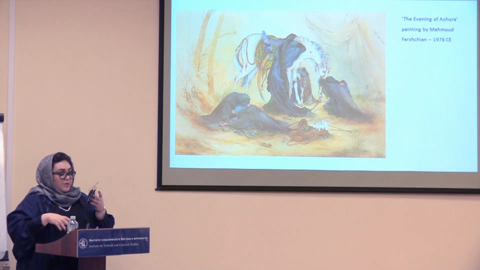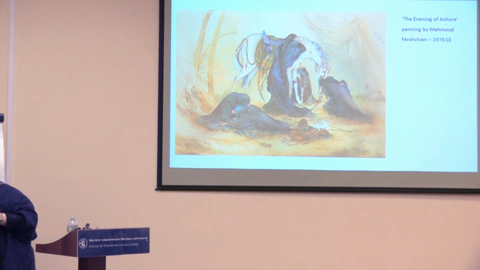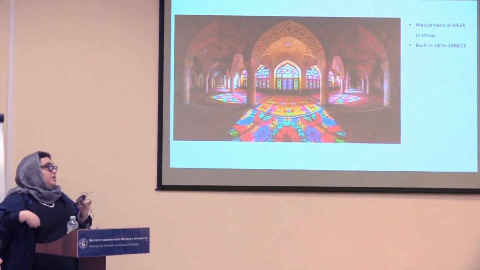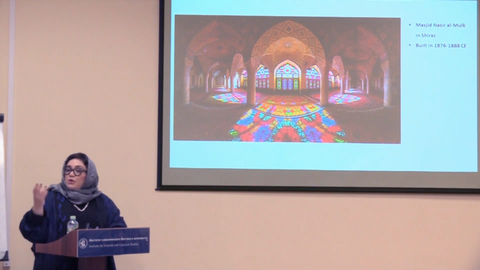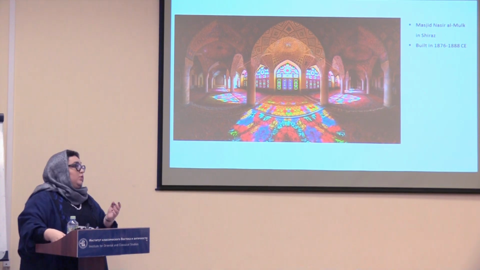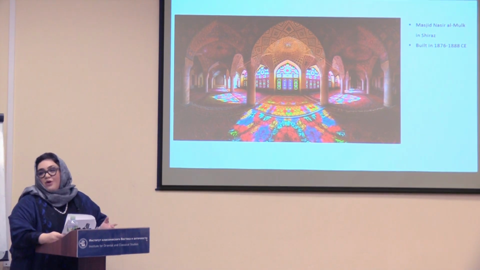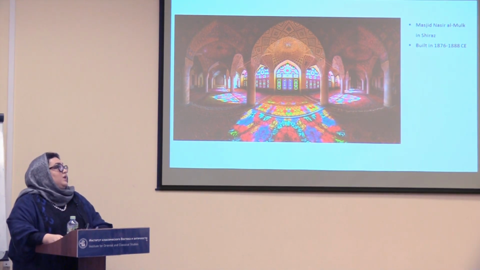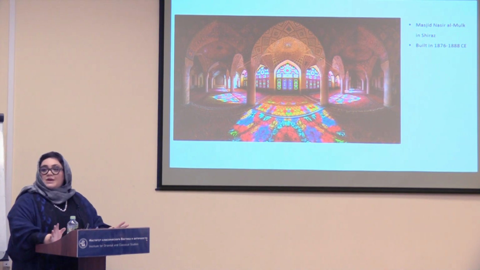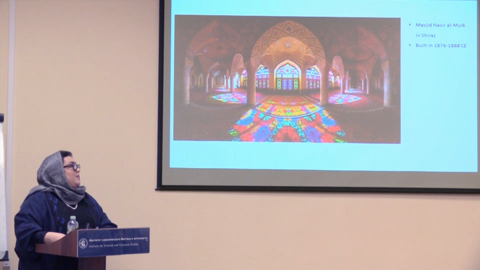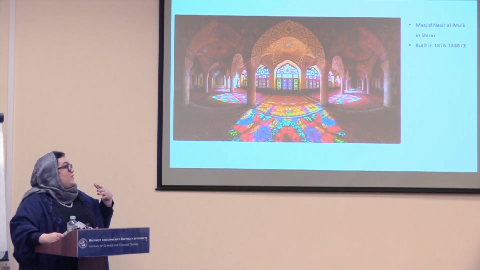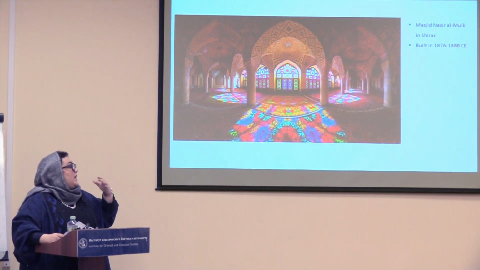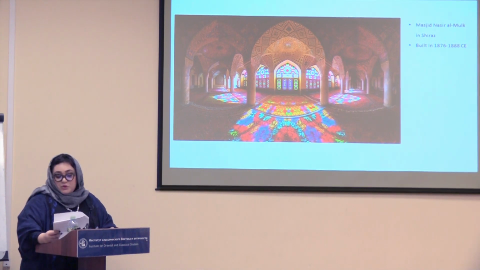Now, an example that we can look at is Masjid al-Nasir al-Mulk in Shiraz, Iran. I don't know if you have seen photos of this place before or not, but it's one of the masterpieces of Iranian art and architecture, and there's a lot of tourists that go there. You can see all their photos everywhere online, and it's because of this ray of colors and kaleidoscope of colors that you can see.